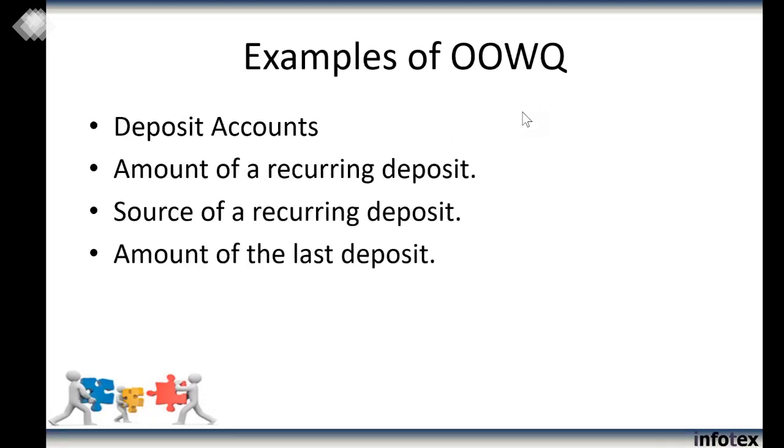And so what we mean by that is that if we can, ask somebody with a deposit account the amount of a recurring deposit or where a recurring deposit's coming from, or maybe the amount of the last deposit if there are no recurring deposits, that's information that's rather hard for somebody from Czechoslovakia or North Korea to gather on us by finding a stolen wallet or purse, or by analyzing social media.